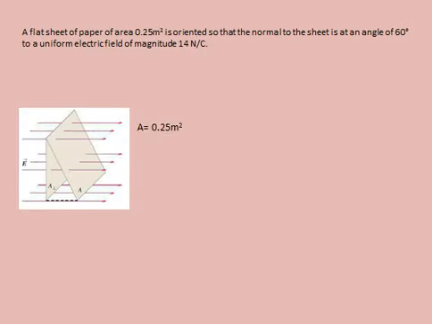Alright, so first we're going to draw a picture. We have our flat piece of paper with an area of 0.25 meters squared. And we want the normal of the sheet, that is the vector that is perpendicular to the surface of the sheet, to be at an angle of 60 degrees in a uniform electric field of magnitude 14 newtons per coulomb.